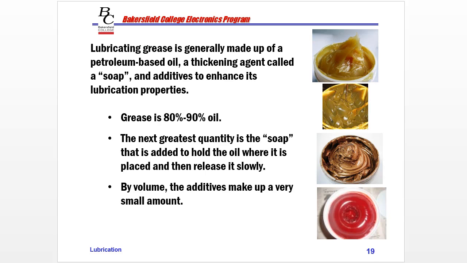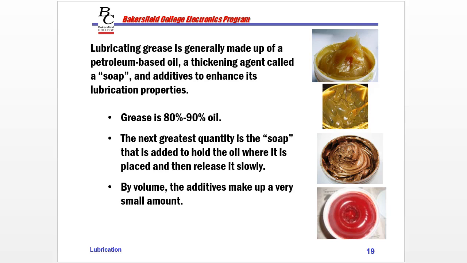When we look at the content of grease, it's made up of a petroleum-based oil and a thickening agent, so it's thick oil. That's what grease is. And a thickening agent is called soap. And then it'll have some other additives to enhance its lubrication properties. So when we look at the amount of oil in grease, it's approximately 80 to 90% based on the type of grease. Then the next greatest quantity in grease is the soap.